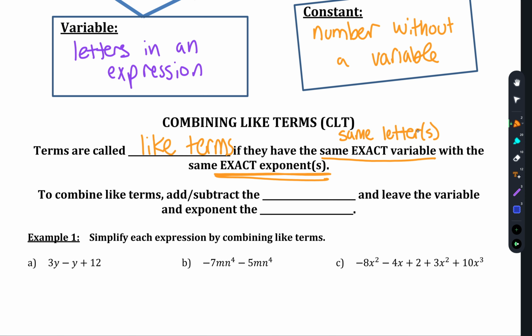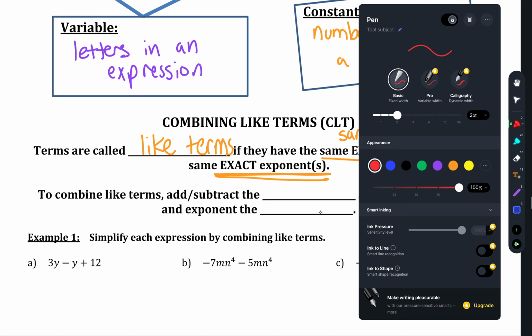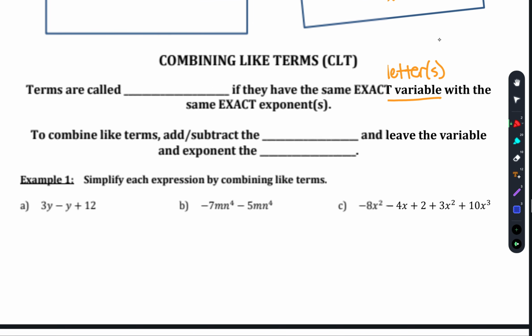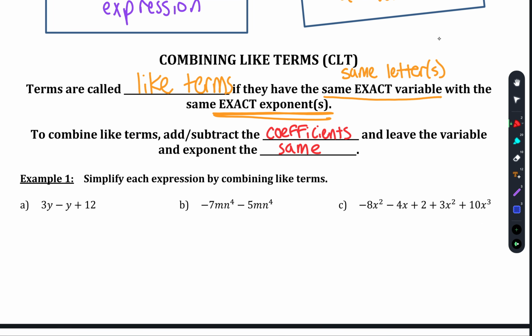When we do find like terms, we can combine them. That is how we are going to simplify some of these expressions. We combine them by adding or subtracting the coefficients only. And we leave the variable and its exponent the exact same. Any questions there?